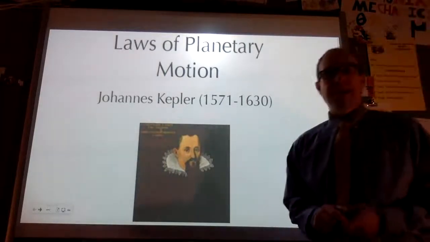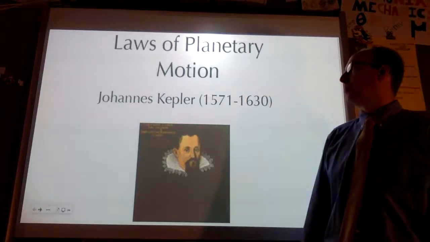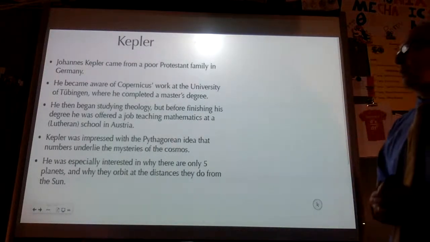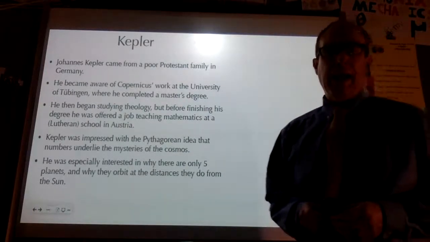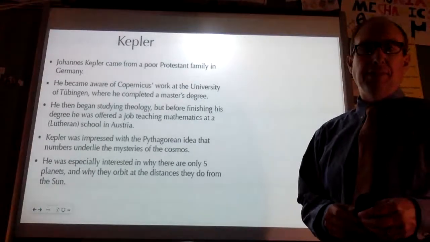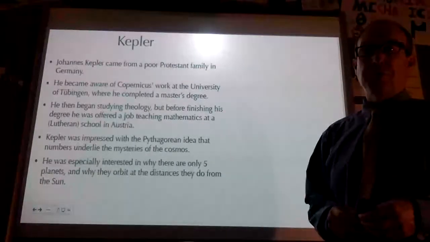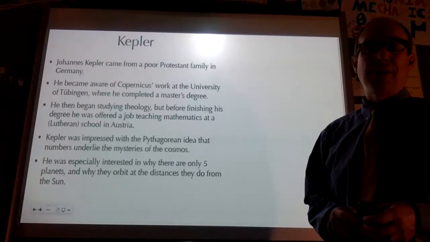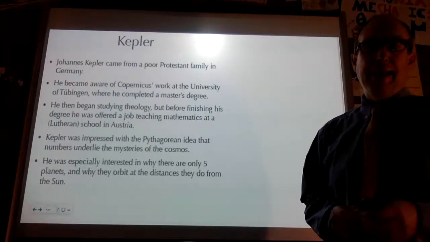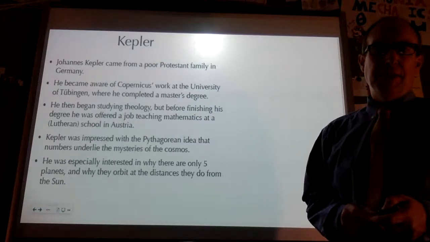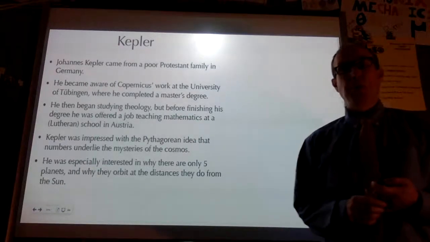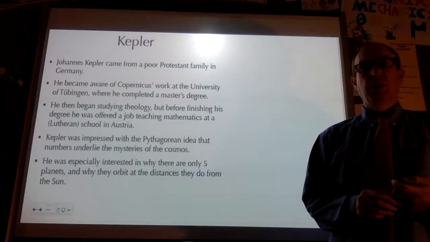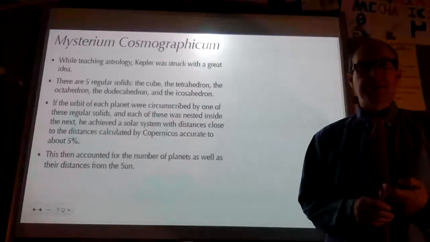So this is Johannes Kepler, who is going to precede Newton. He was born poor, and he studied Copernicus, who was the first person to put forth that the sun was at the center of our solar system. And then he was interested in why there were only 5 planets, because that was what you could see, and why they all rotated around it at certain distances.